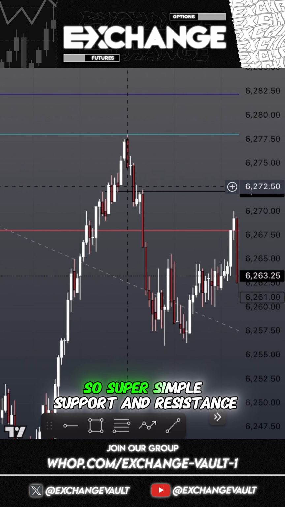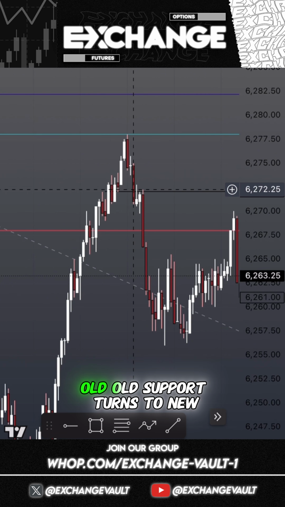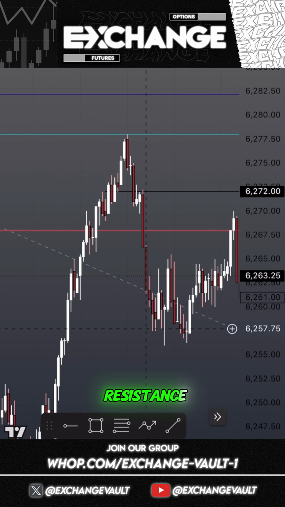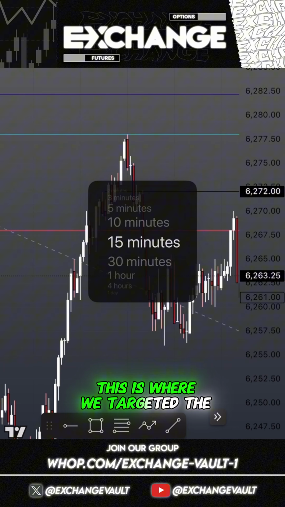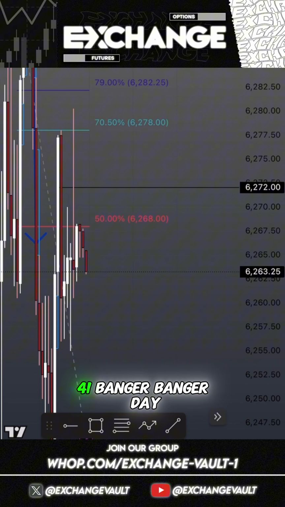So super simple, support and resistance, old support turns to new resistance. So we took it down, and this is where we targeted the 62.41. Banger day.